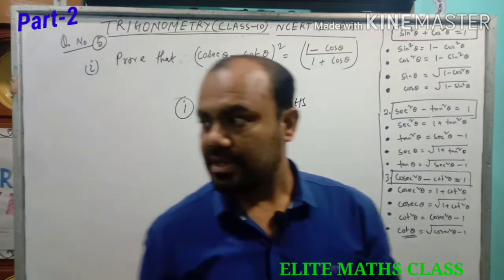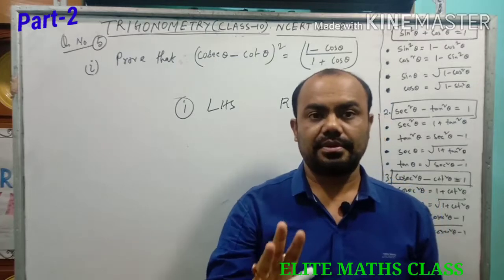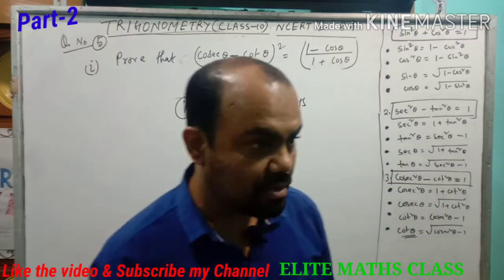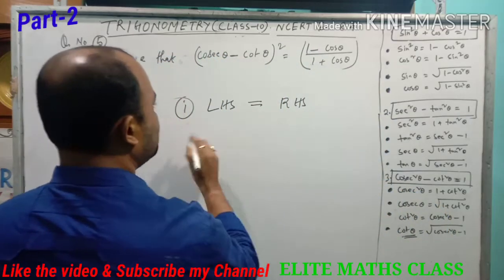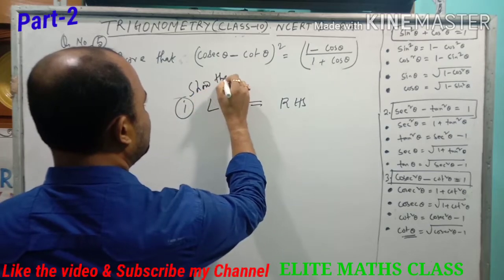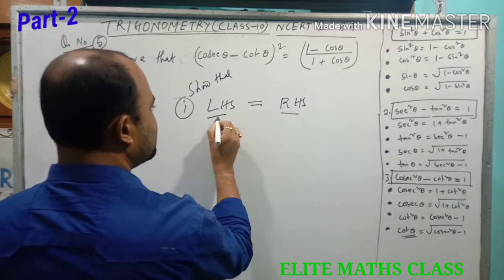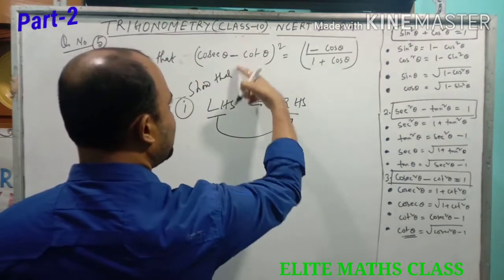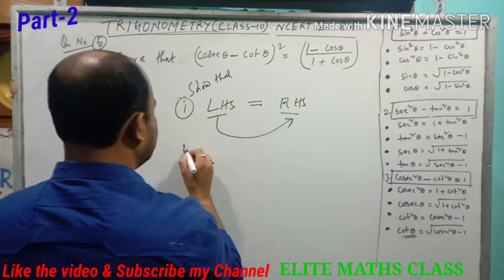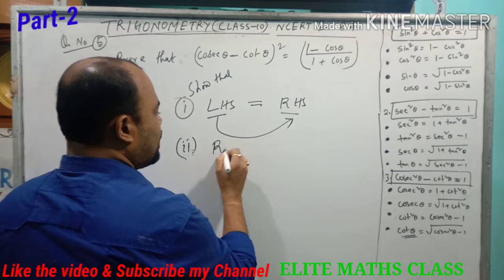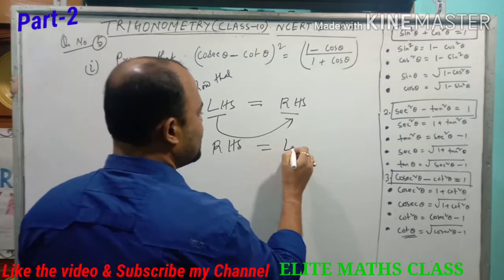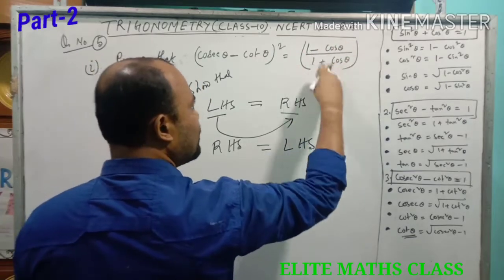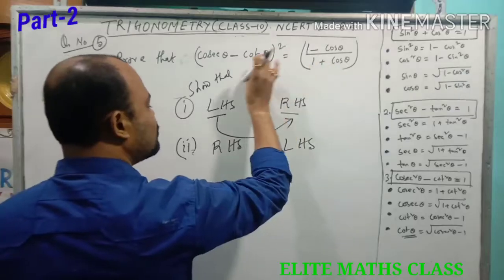For this type of question, there are three methods to prove it. That is, in three different ways you can solve the question. Now see, what are the three methods? First, you start from LHS and prove that LHS equals RHS. Second technique is, you start with RHS, simplify the calculation, and show that RHS equals LHS. That is, these two parts are the same.